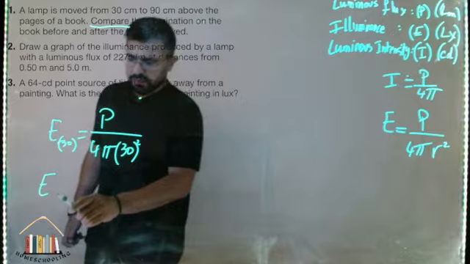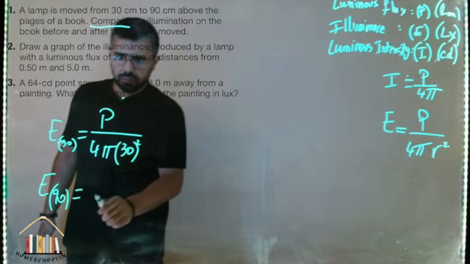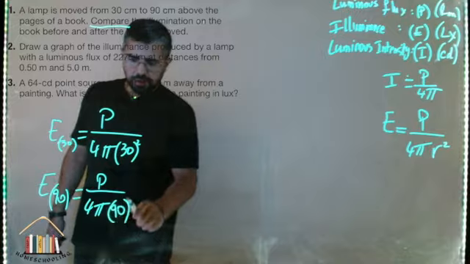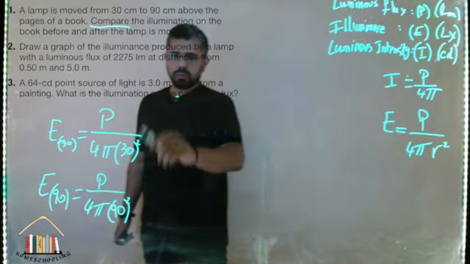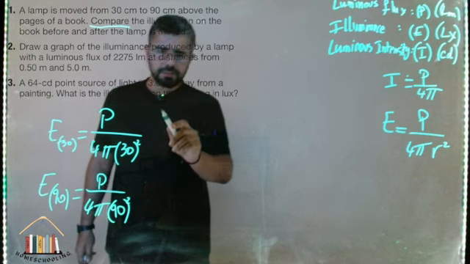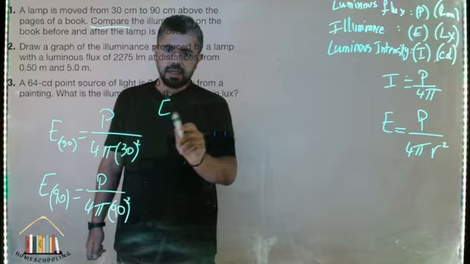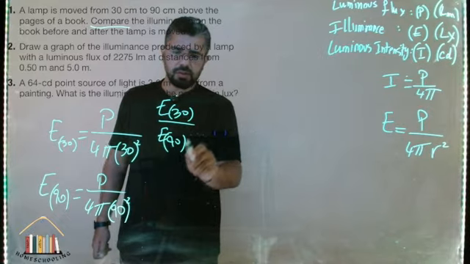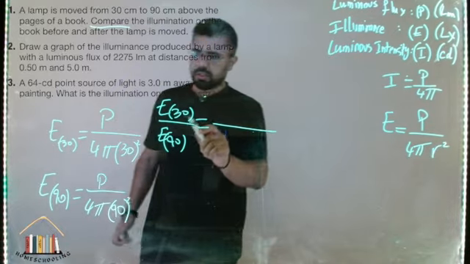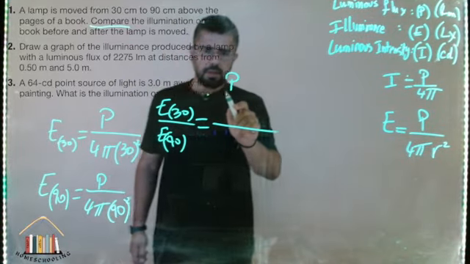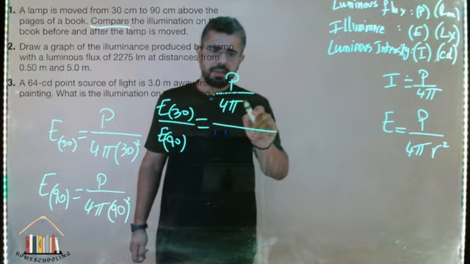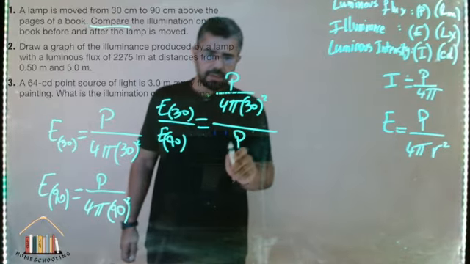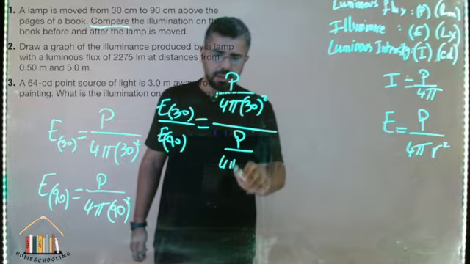So the second one is for 90 centimeters, which is equal to P, the same, over 4 pi 90 squared. Because they ask for comparison, we are doing the ratio between the two. So let's write E30 over E90. So what do we have? E30 is equal to P over 4 pi 30 squared, over E90, which is the same, P over 4 pi 90 squared.